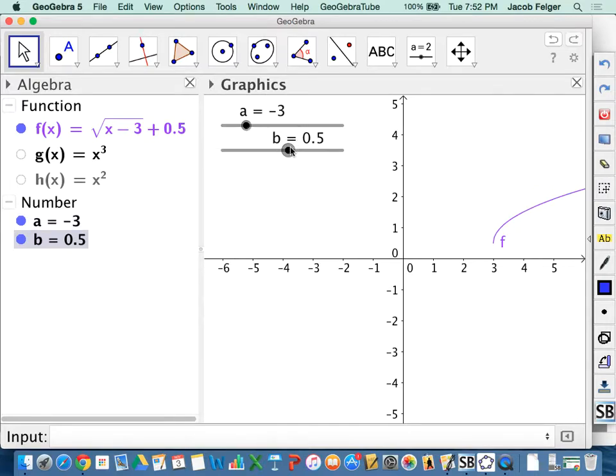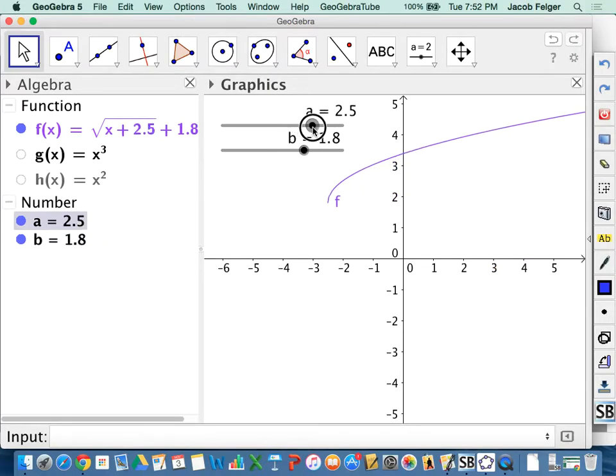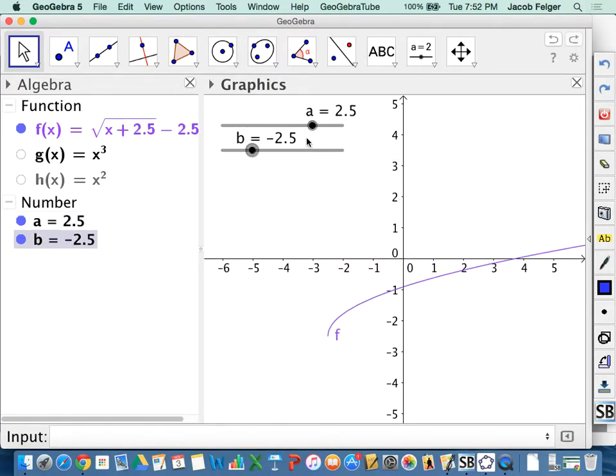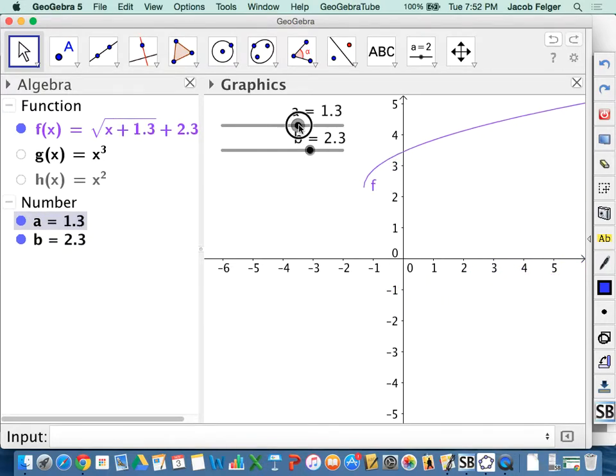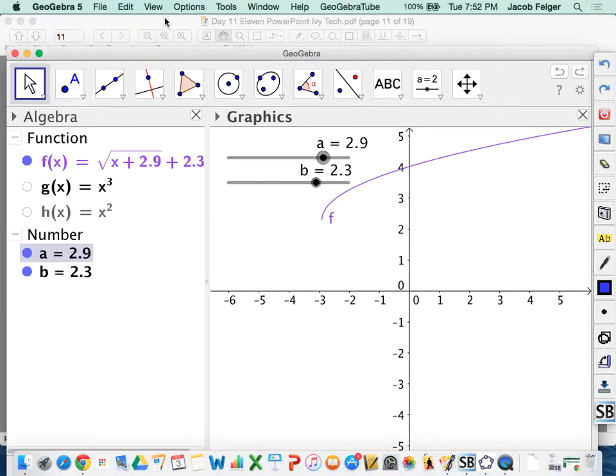And so tacking that onto the end is going to raise and lower my function. I don't know about you, but I just think that's awesome. Okay, you guys got any questions on that, or comments, or anything interesting that you see?